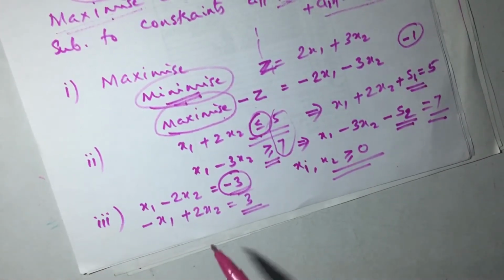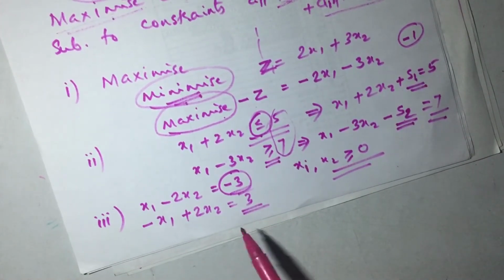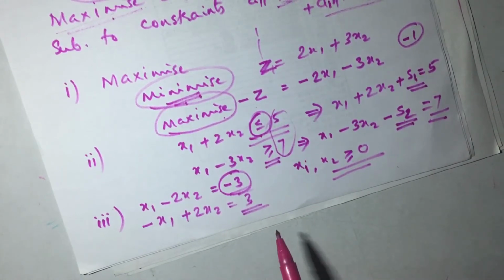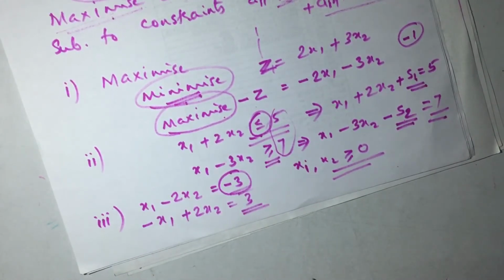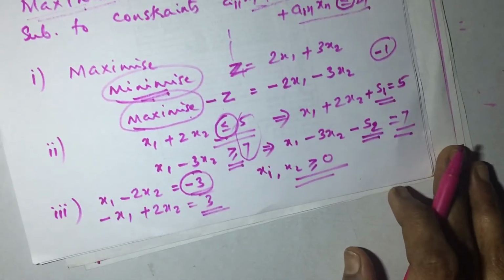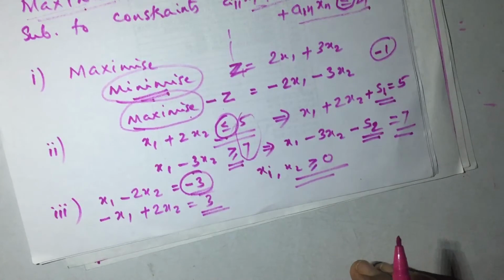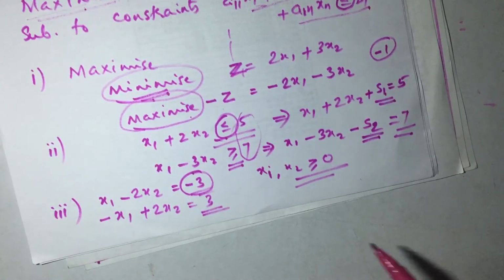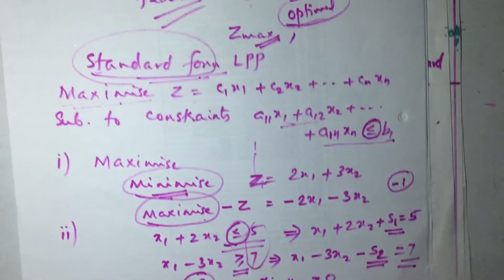So the right hand side of all constraints should be non-negative. If the right hand side is negative, multiply it with minus 1 and make it positive. And all the decision variables, x1, x2, etc., xn, and all the slack variables s1, s2, etc., are always non-negative. So these are the 4 conditions.